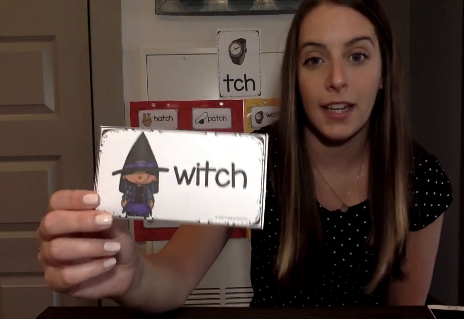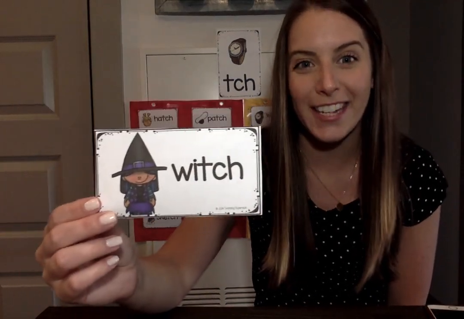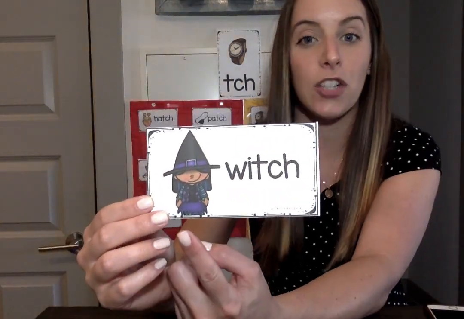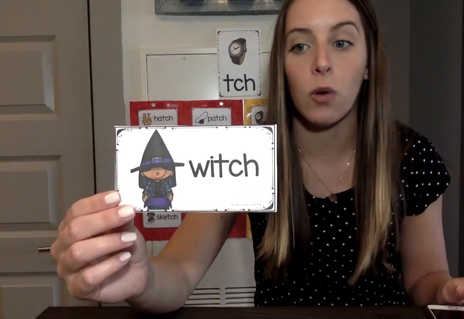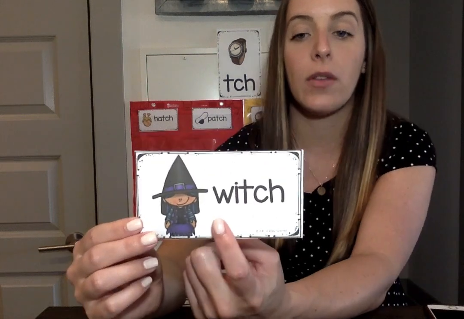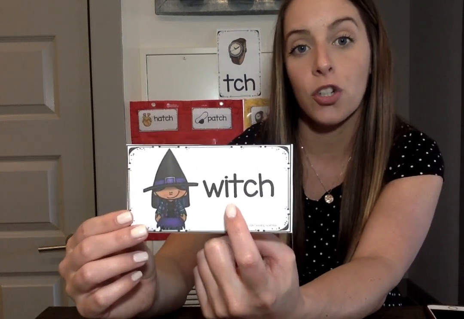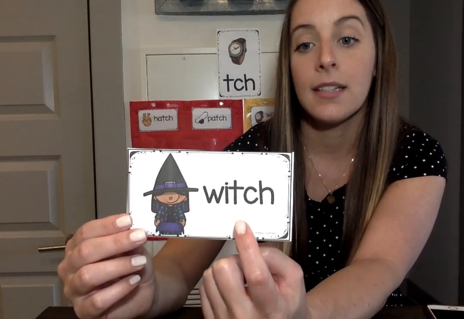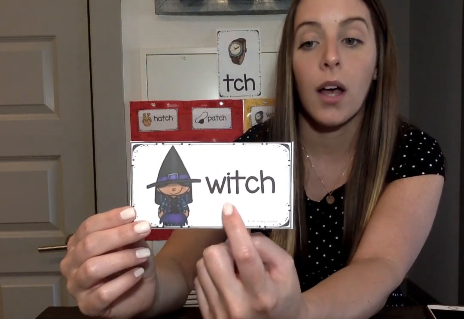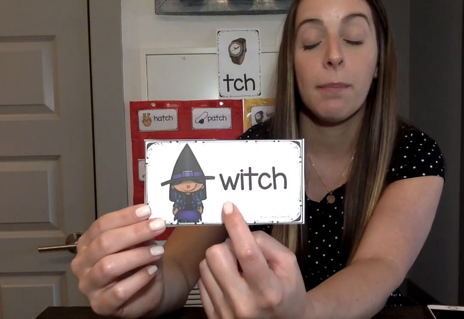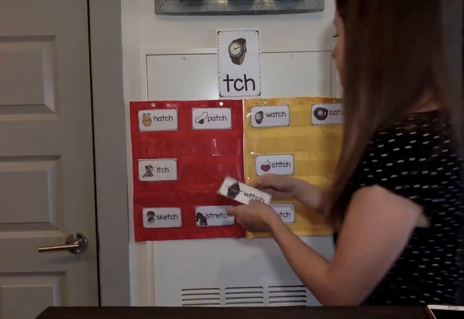Another one you might see during the times of Halloween if you celebrate, and it is a girl dressed up as a witch. Let's say that, witch. We know that W says w, short I says i, TCH says ch. Sound it, w, i, ch. Blend it, witch.